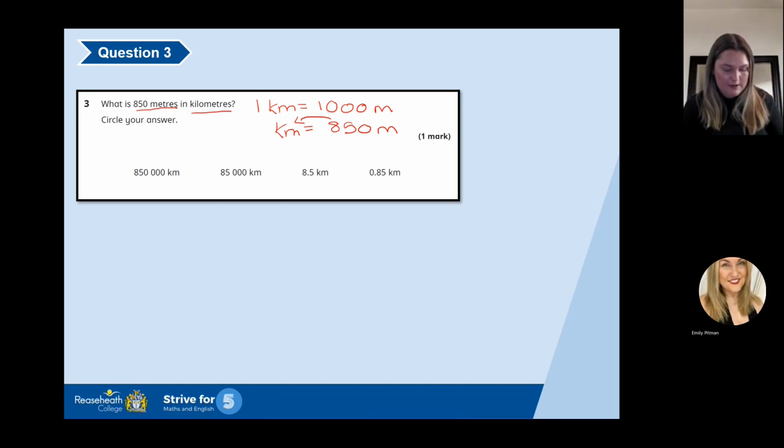So I'm typing in 850 divided by 1,000, which comes up as a fraction. So I press my S to D button, and then that gives me 0.85 kilometres.